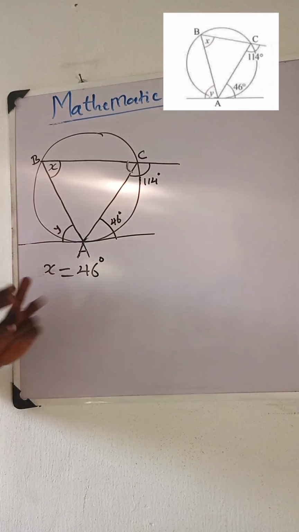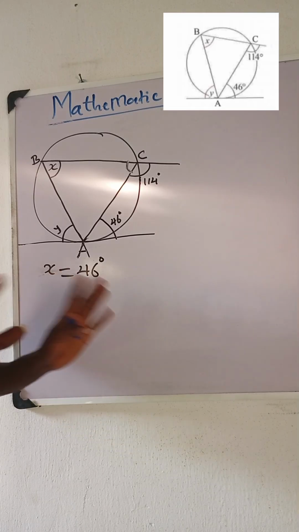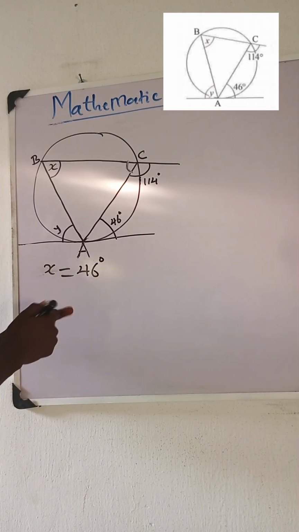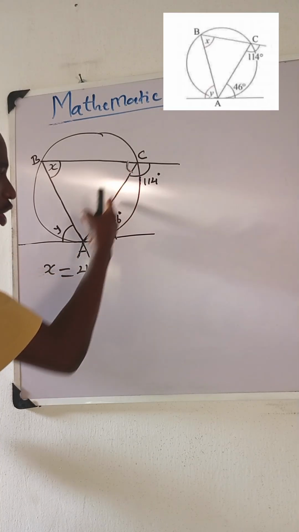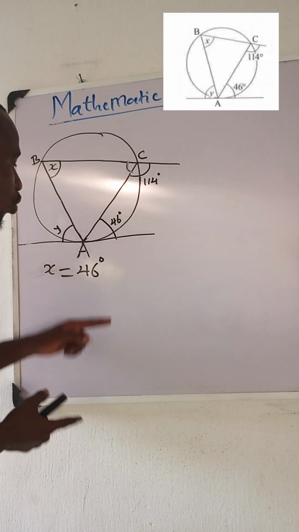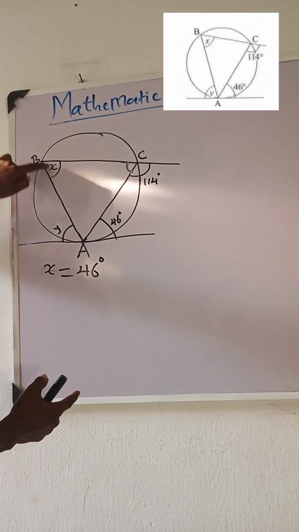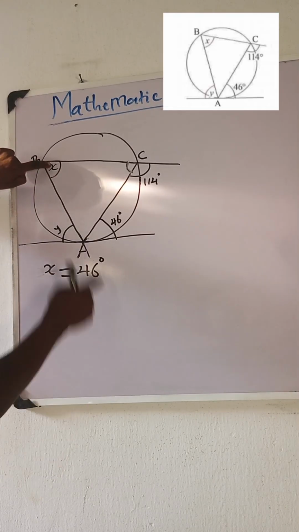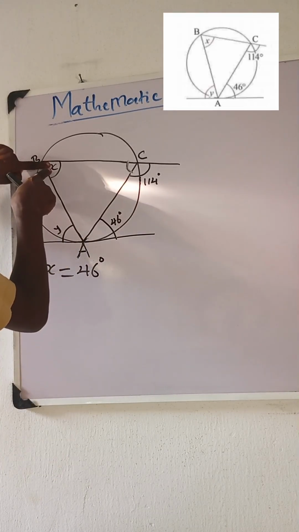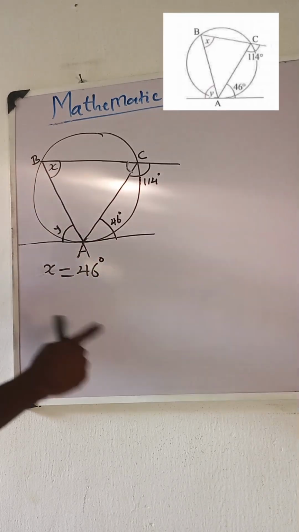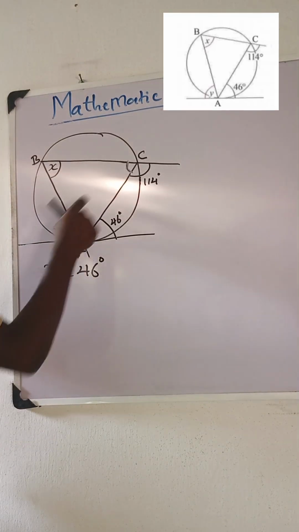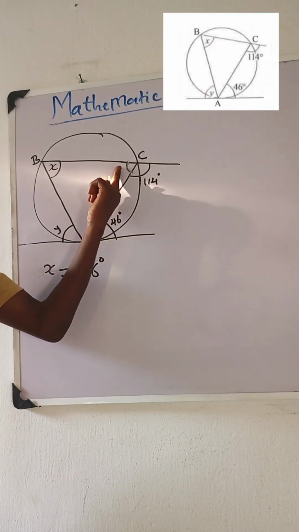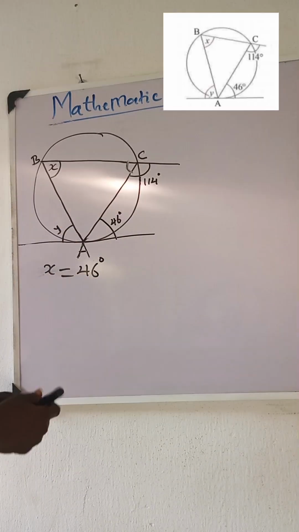Alternate segment. That is the principle. Please recall this: the angle between a tangent and a chord is equal to what? The angle at the end of the chord, which is in the alternate segment. Okay, now coming to Y, the same principle applies. Y is equal to the angle here, but we don't know the angle here, right? So what are we going to do?